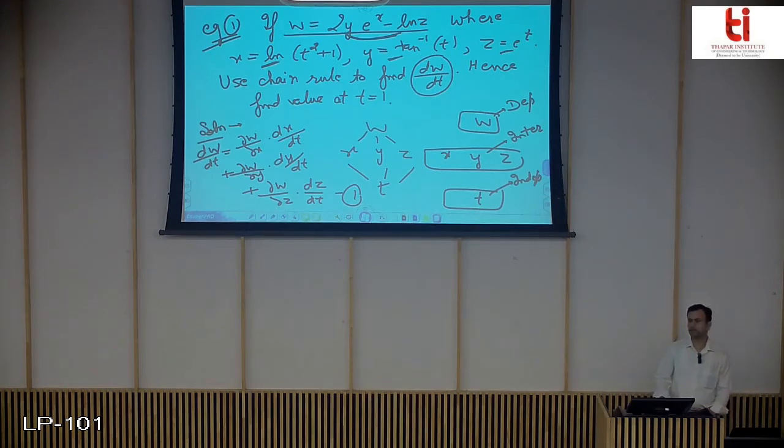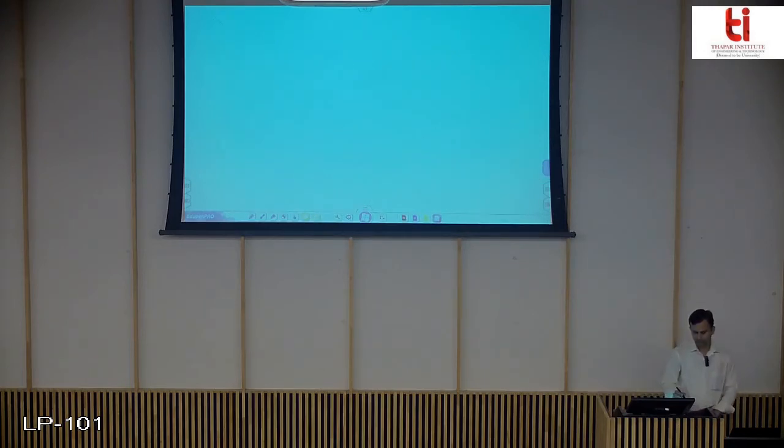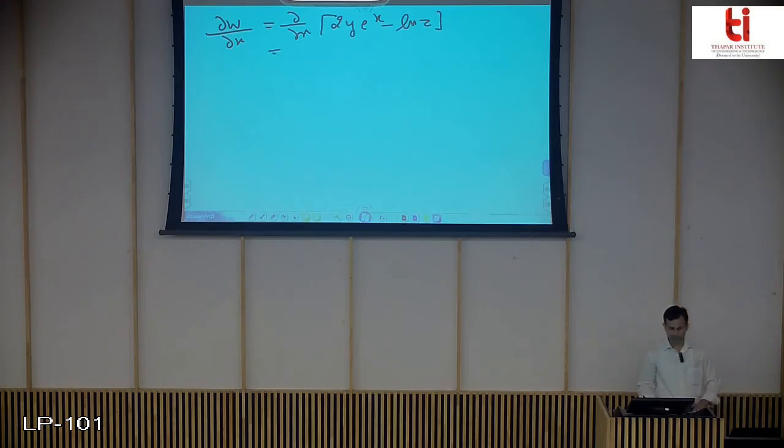Now here what you have to find? You have to find derivative of w with respect to x, derivative of w with respect to y, derivative of w with respect to z. So these three things you have to find from w. So let us find these first. First, the derivative of w with respect to x. So del w by del x, w is 2y e^x minus ln z. This is your w. So with respect to x, it is again 2y e^x. Let me write this as equation number 2.